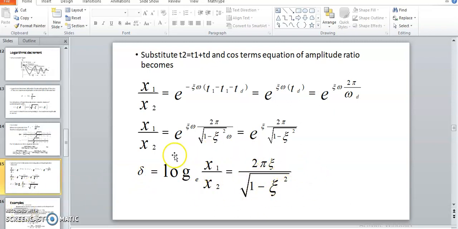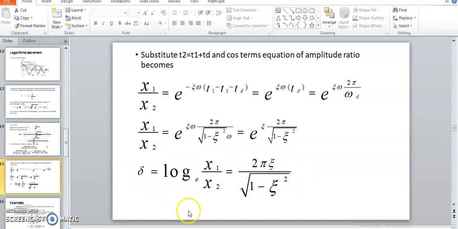So this is the derivation for logarithmic decrement. Many times it is asked in the exam: derivation of the logarithmic decrement. We can solve this by considering the solution of the underdamped case. After simplification, we get delta is equal to 2 pi zeta upon square root of 1 minus zeta square.